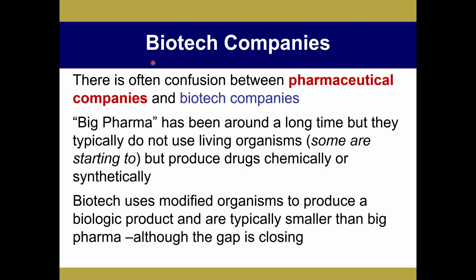Biotech companies. There's often confusion between pharmaceutical companies and biotech companies. Big Pharma has been around a long time, but they typically do not use living organisms. Some are starting to, though. They produce drugs chemically or synthetically. Biotech, on the other hand, uses modified organisms to produce a biologic product and are typically smaller than Big Pharma, although the gap is closing.